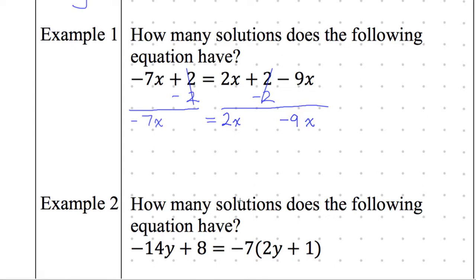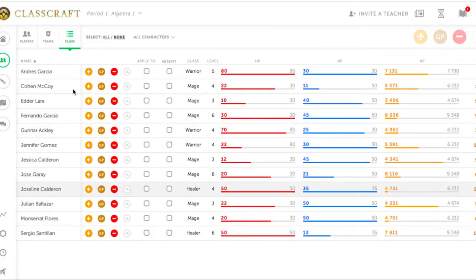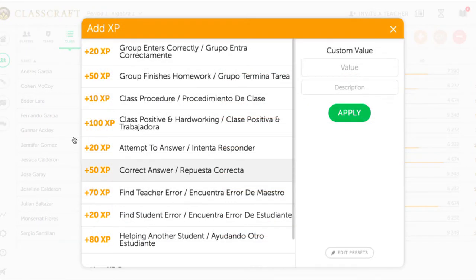Negative 7 on the left, okay. I'm going to write it right here. Equals negative 7x. Oh yeah, because 2 minus 9. Okay, yeah, negative 7x. Thank you. So now I have negative 7x, negative 7x.